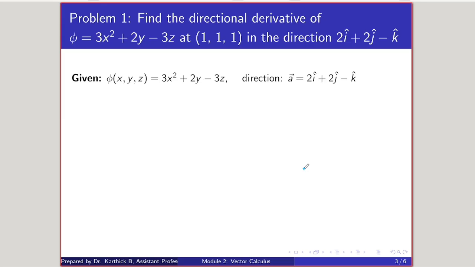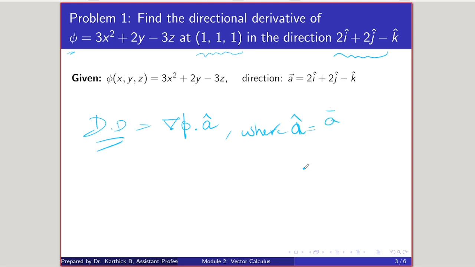So first, find the directional derivative of the given function phi at the point (1, 1, 1) in the direction 2i cap plus 2j cap minus k cap. So first we want to know that DD, here I represent DD as directional derivative. It will be of the form gradient phi dot a cap, where a cap will be a vector divided by modulus of a vector.